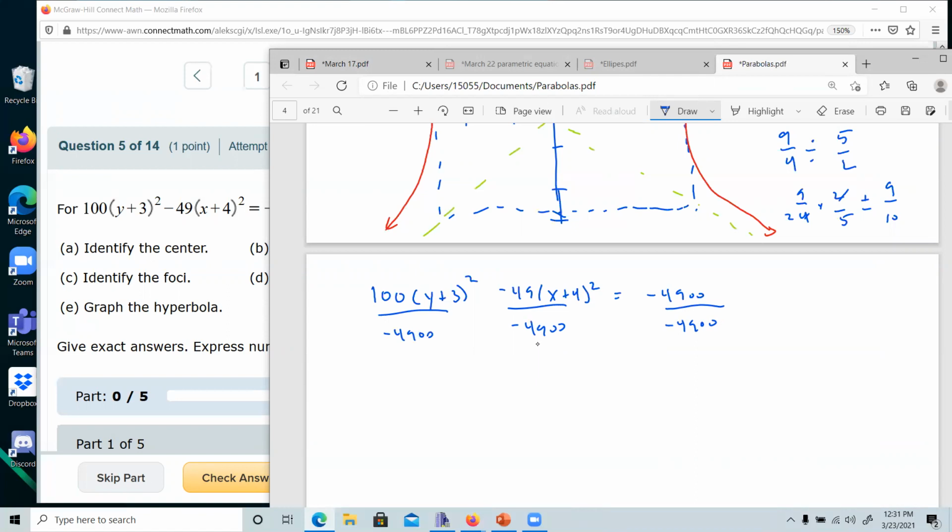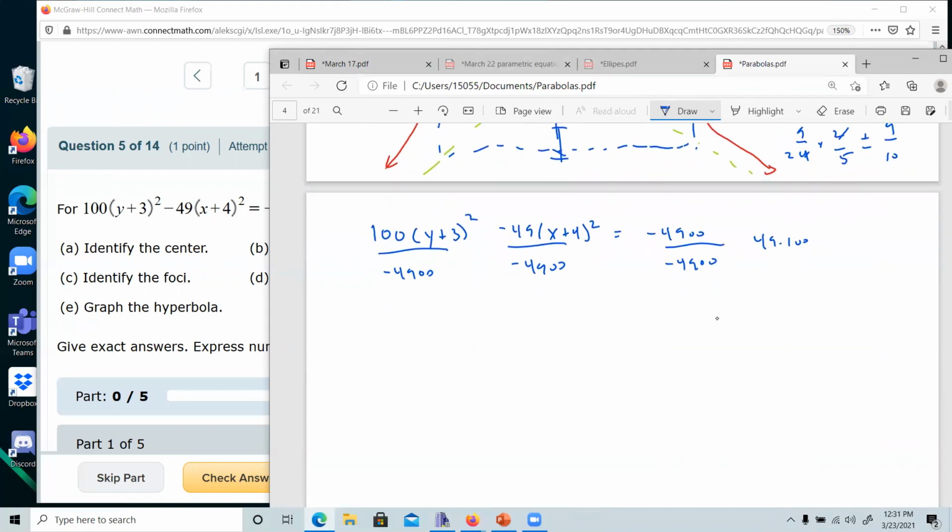Right? Which is 49 times 100. Okay, so we're going to divide everybody by that first. So here we get 1, which is what you should have. This is non-negotiable. This has to be a 1 here. Negative over negative turns it into a positive. The 49s cancel, but we're still left with 100.